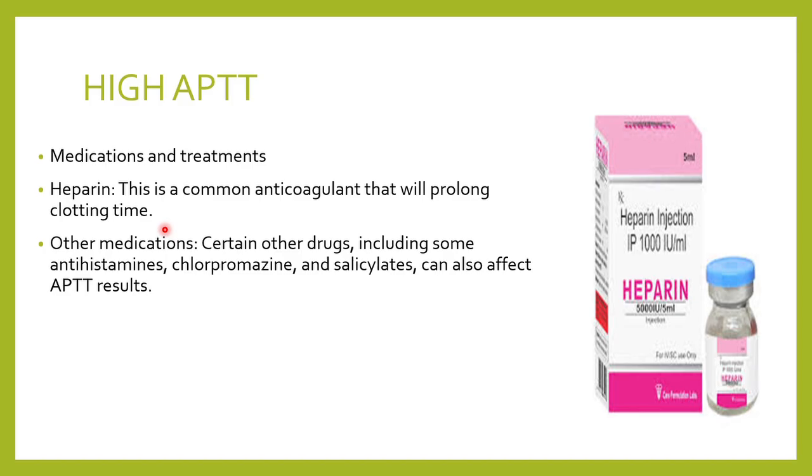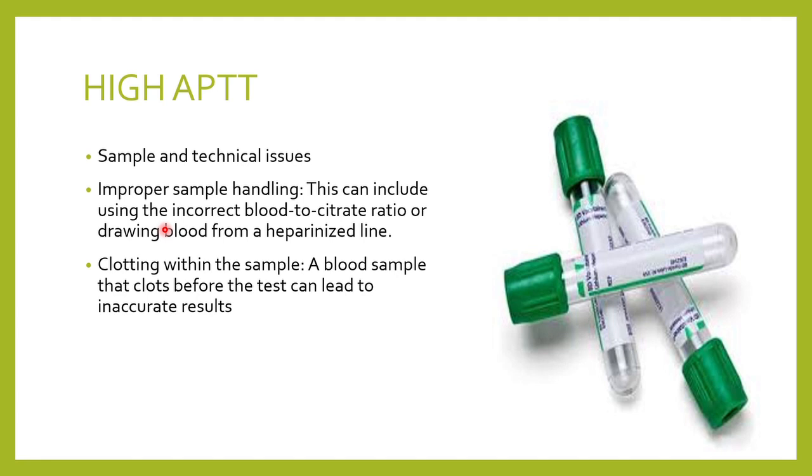And because of laboratory errors, improperly collected samples, sample handling, pre-analytical errors, whatever there are. They have not collected the sample correctly. The blood to citrate ratio is not maintained. They have drawn blood from your heparinized line, or they have performed a test on a sample which is already clotted. All these can give abnormal or increased APTT results. So these were a few causes of high APTT.